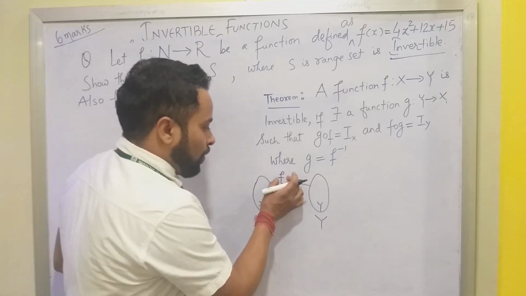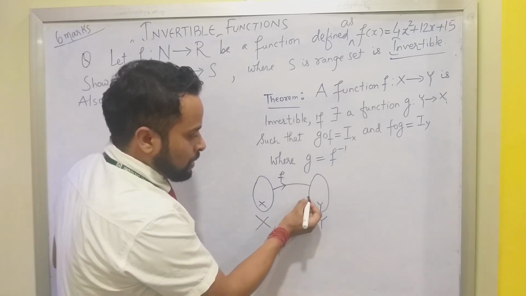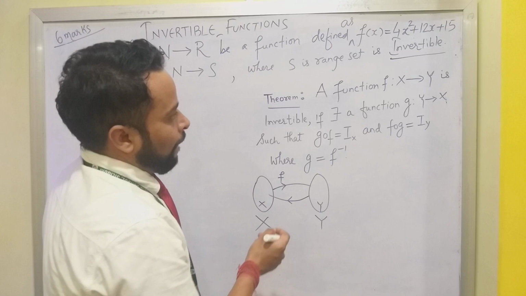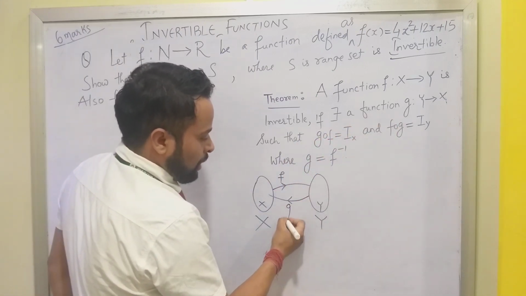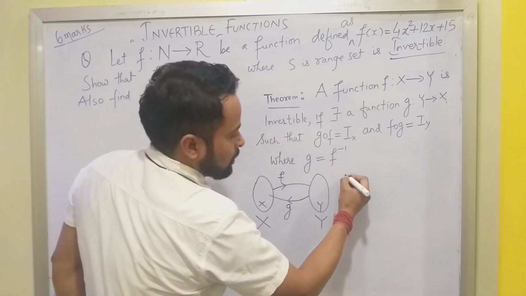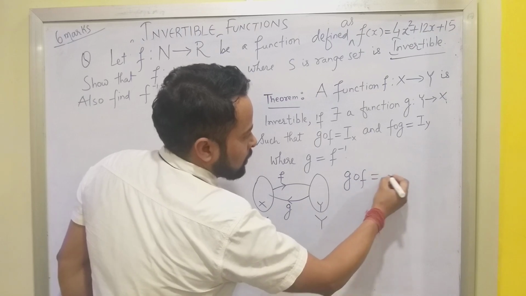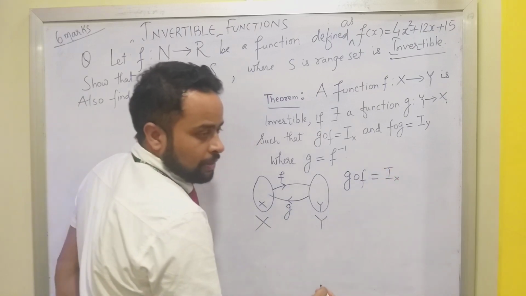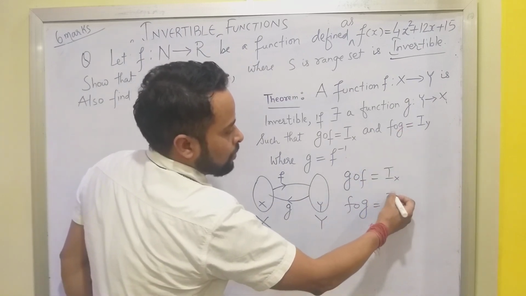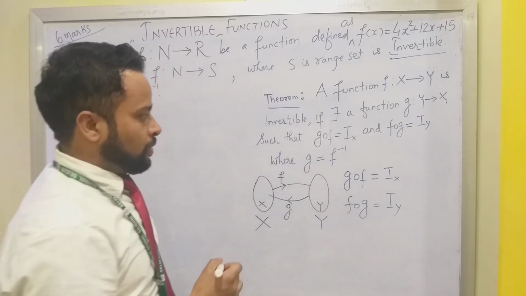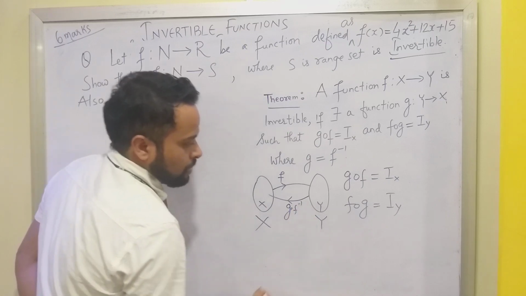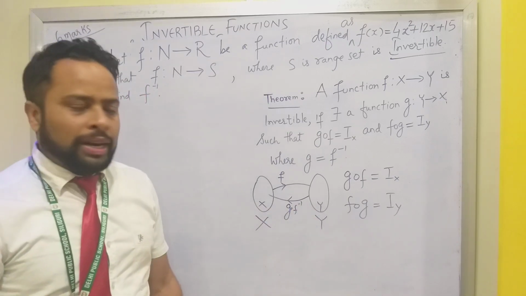And this function f is invertible. Invertible means its inverse, that means the back way is also possible, if there exists a function g from y to x such that GOF is Ix. GOF will give us the identity element of domain set x, and FOG gives me the identity element of range set, that is codomain set, where g equals f inverse. This g is nothing but f inverse. With one example we will understand it very easily.